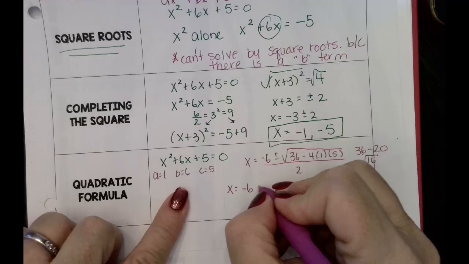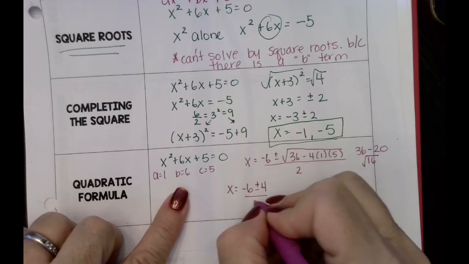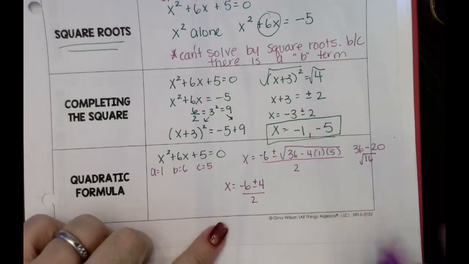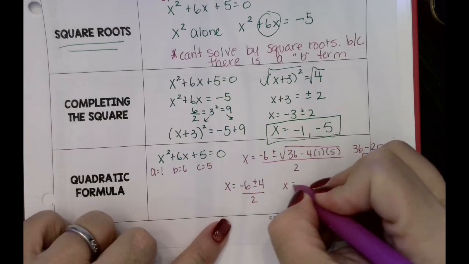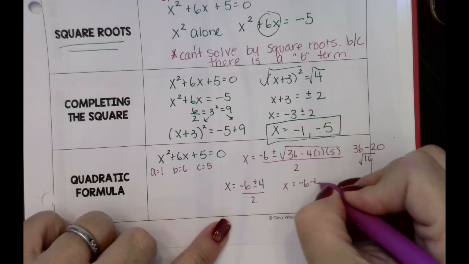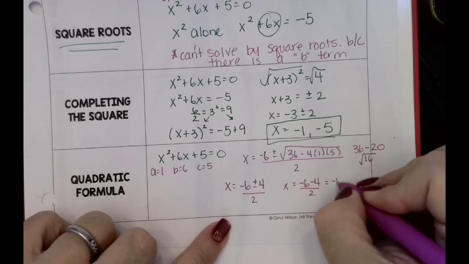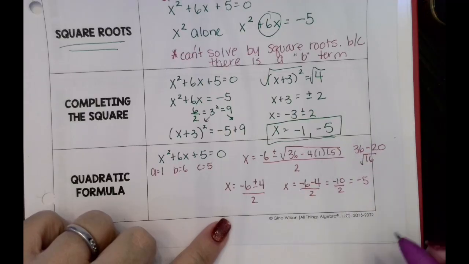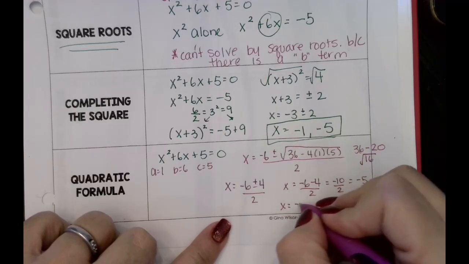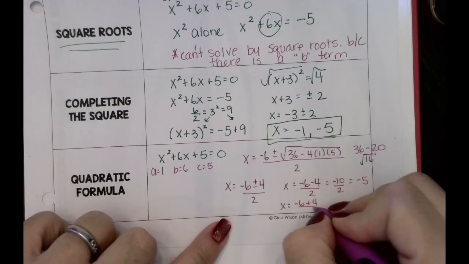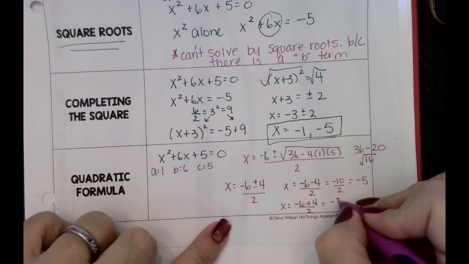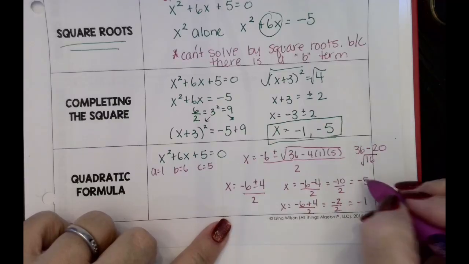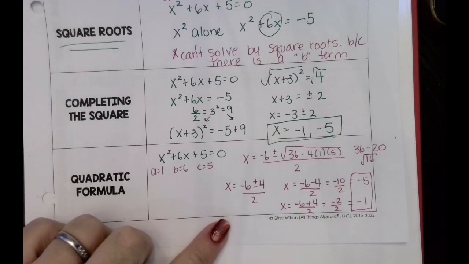So negative 6 plus or minus 4, all over 2. I'm actually going to write this out this time, and I'm going to say x equals negative 6 minus 4 divided by 2. So this is negative 10 over 2, which is negative 5, which is good. That's one of my answers. And then the other one is going to be negative 6 plus 4 over 2. That's going to give me negative 2 over 2, which is negative 1, which is my other answer. So on this one, I got the same two answers.